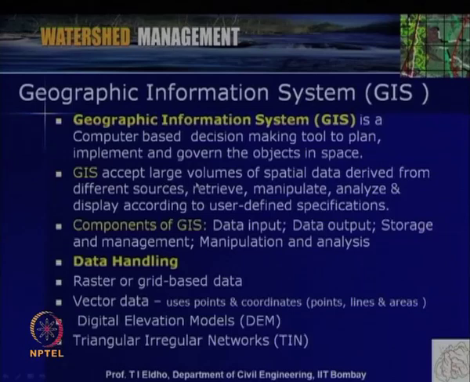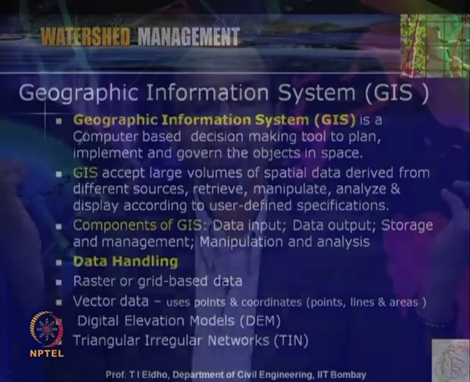GIS accepts large volumes of spatial data derived from different sources, retrieves it, manipulates it, analyzes and displays it according to user defined specifications. We can feed various data sets into GIS software on a computer, and then manipulate those data sets to create new maps. For example, within the perspective of watershed management, we can generate a detailed elevation model, a soil map, a land use land cover map, and grids. Many such applications are possible in watershed management, which we will be discussing later.